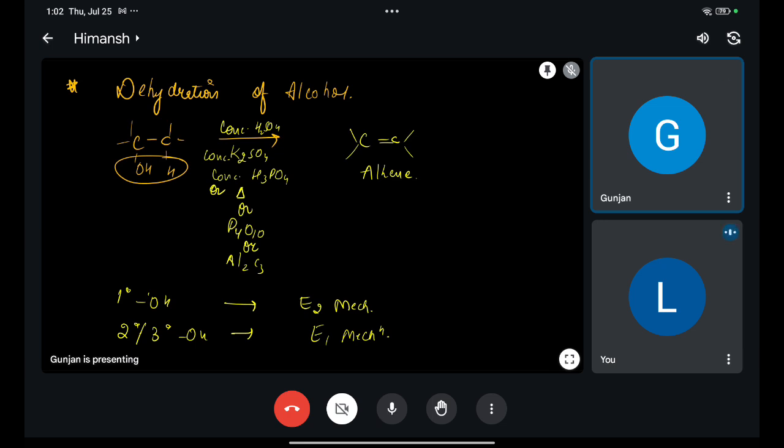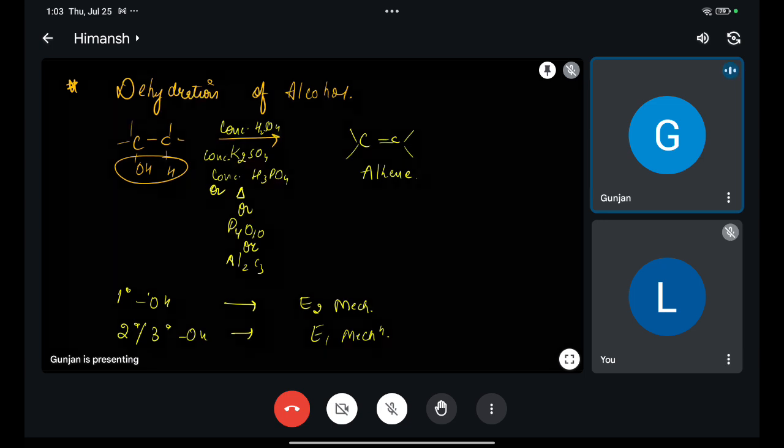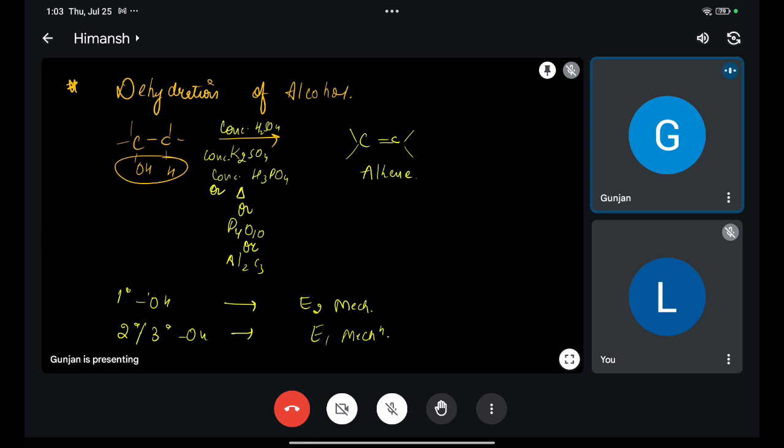Ma'am, generally, for a reaction, how can we say whether it will be E1 or E2? You just have to check whether the elimination of a group will create a positive carbocation. So you have to see whether you are getting a stable carbocation or not. If you are getting a stable carbocation, you will go with E1. Okay.